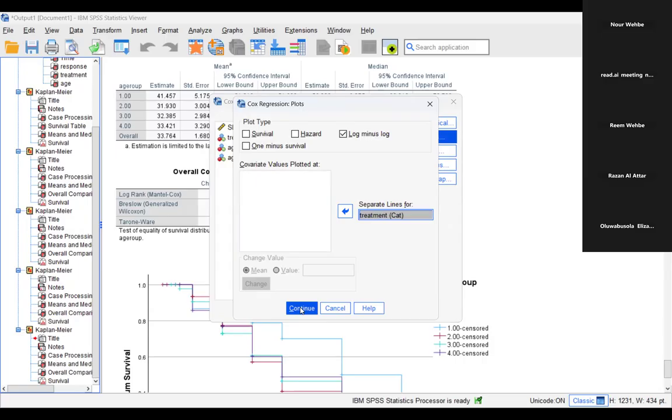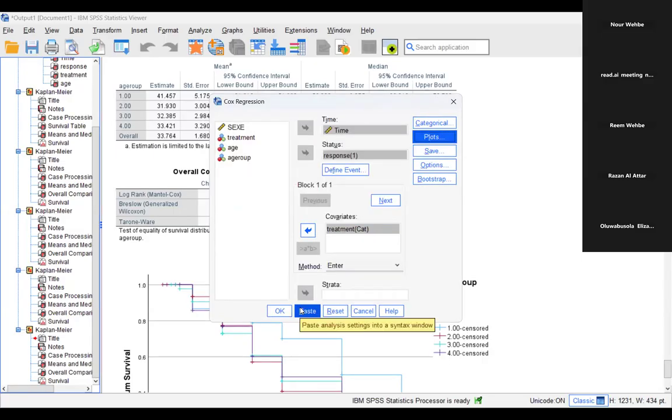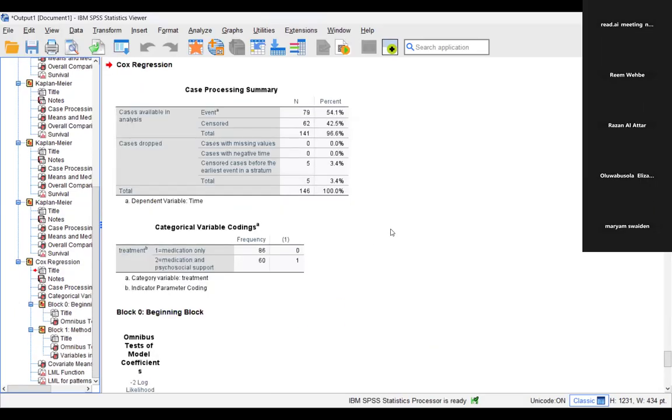You don't want your probability of survival or of the hazard rate ratio to change between the groups as time goes by. To check for this, you plot the log minus log, and if the lines are parallel, it means there is no violation of the proportionality of hazard. So I will continue and then I will show it to you in a second. I'm not going to go into the syntax. I'm going to do it directly from here.